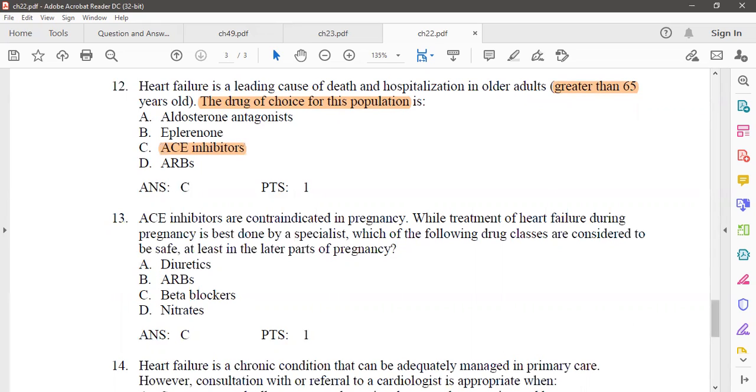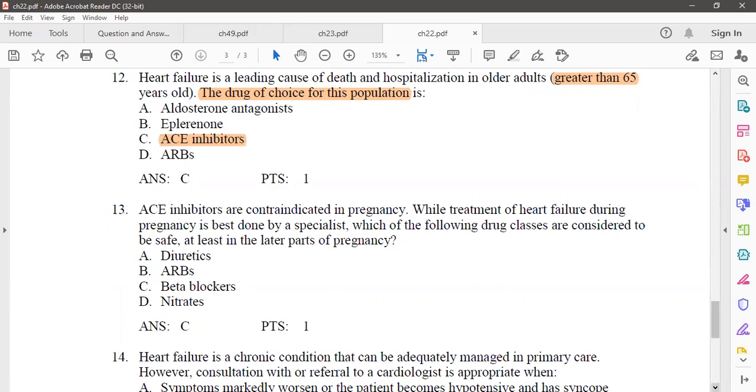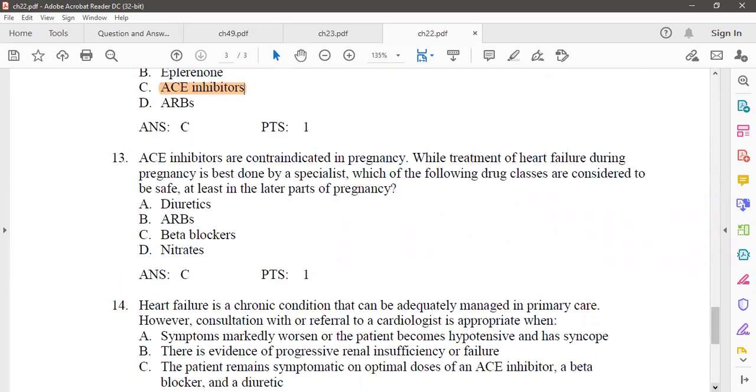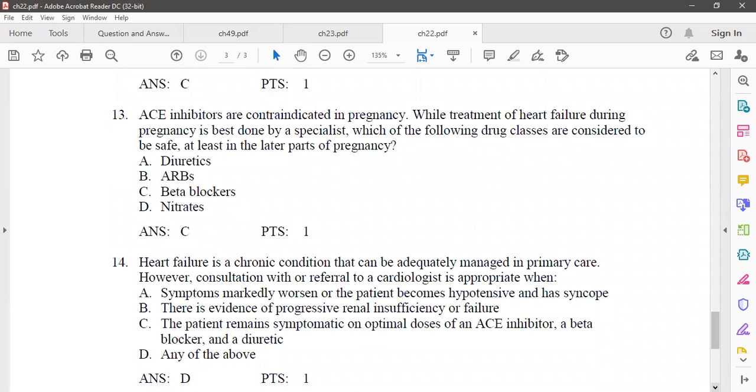So diabetic with hypertension, ACE inhibitor, right? So more than 65, ACE inhibitor. ACE inhibitors are contraindicated in pregnancy. Even angiotensin receptor blockers are also contraindicated in pregnancy. While treatment of heart failure during pregnancy is best done by a specialized doctor, which of the following drug classes are considered safe during pregnancy? It is beta blockers. But beta blockers are contraindicated if the patient has bronchial asthma or diabetes. But they are safer during pregnancy.